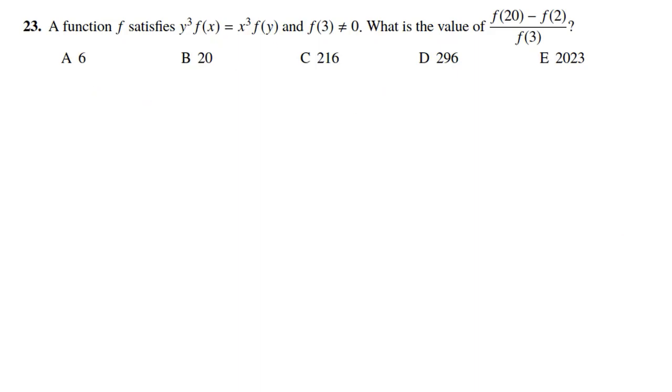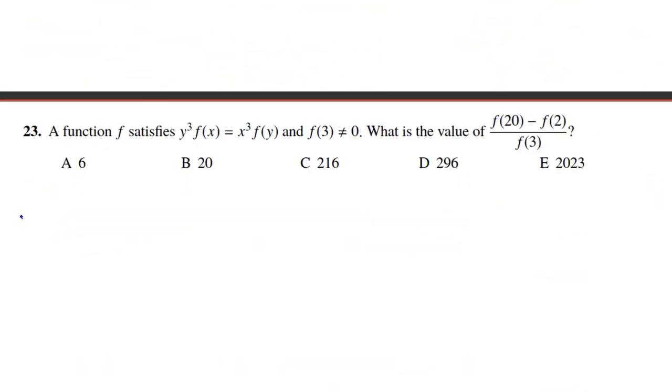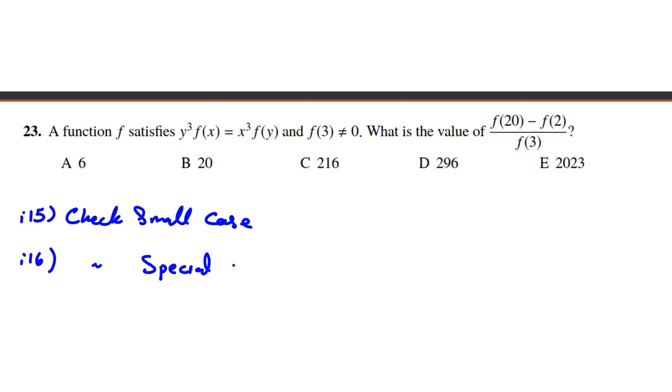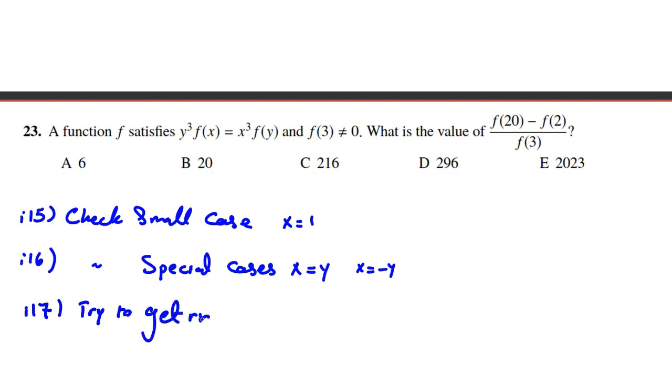Okay, so when you see a function problem, there are lots of ideas. I-15 is to check small cases. It's similar to idea 14. Check special cases. Special cases are different from small cases. Why? For example, here you say, okay, x is 1, something like this. Here you say x equals y, x equals negative y, something like this. I-17, try to get rid of complicated terms.